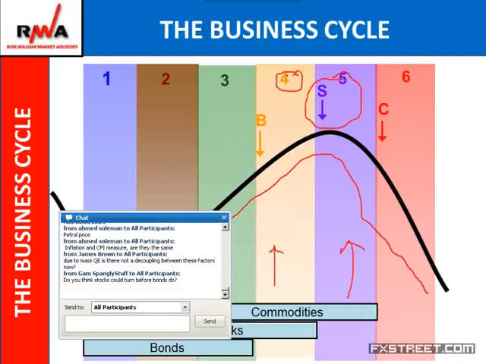I have more of a perspective on the stock market at the moment in terms of it potentially peaking. Whether it peaks before bonds or not, I prefer to wait and see.